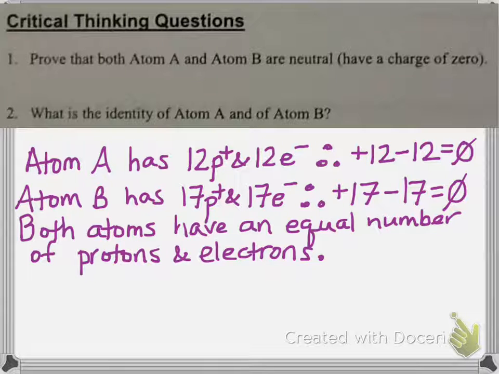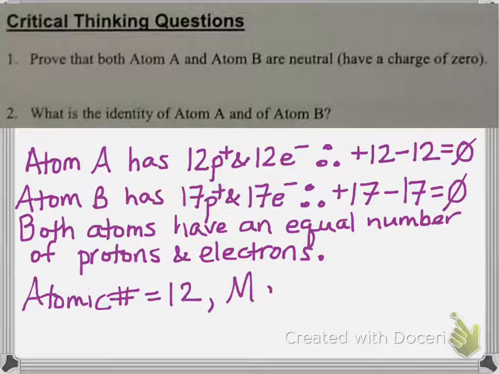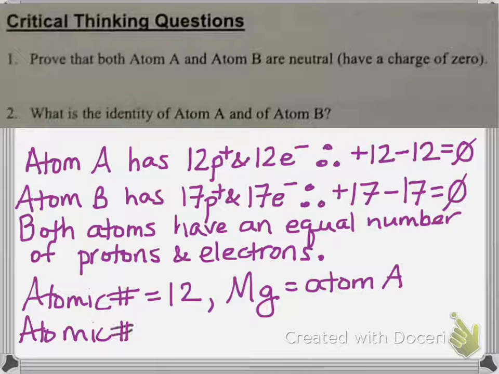Question number 2, what is the identity of atom A and atom B? For that, you have to use your periodic table, right? Atom A has 12 protons, which means atom A has an atomic number equal to 12, and so it is magnesium. And atom B has an atomic number equal to 17, because remember the number of protons also tells me the atomic number, and atomic number 17 is chlorine.